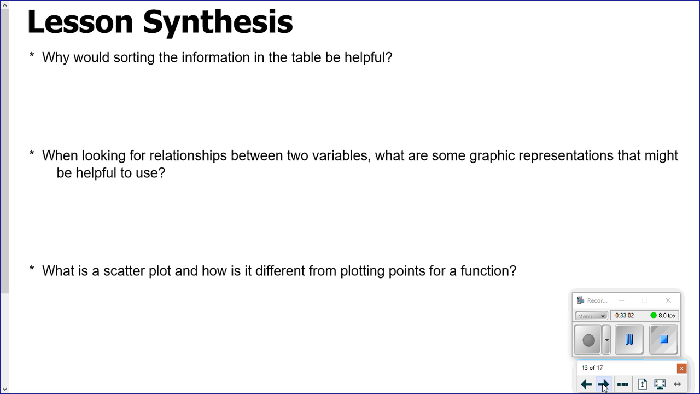Why would sorting the information in the table be helpful? I basically just answered that question, right? So that your table can be read from top to bottom, that should correlate with your points being plotted from left to right, just a little easier to follow in both directions. When looking for relationships between two variables, what are some graphic representations that might be helpful to use? We focused heavily on scatter plots here, right, but we know there are other graphic representations out there.